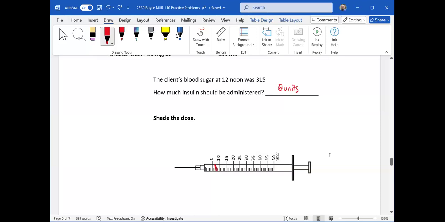So again, it helps if I just clear out my bad marks here. And I want to see if I can get this to line up. I usually just fill this in. I just want to make sure you can mark your syringe. So sometimes they'll just ask you to draw an arrow. Sometimes they'll have you fill it in. But that's how you would answer the insulin question.